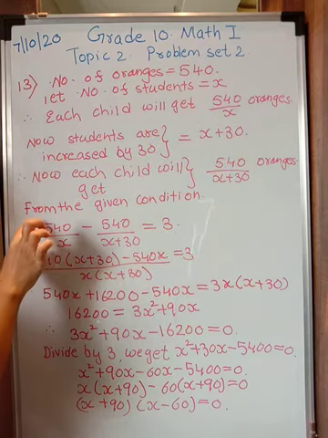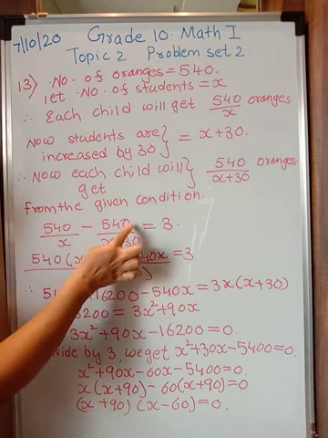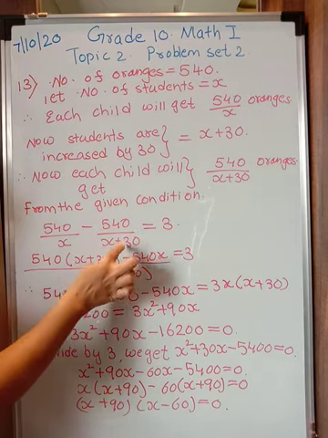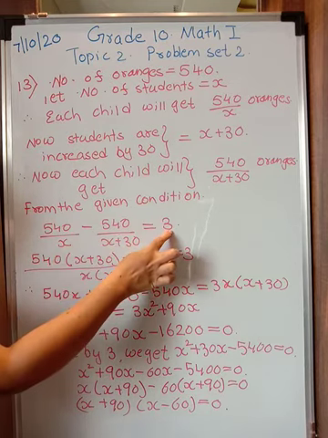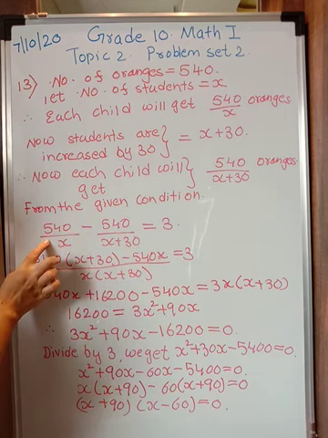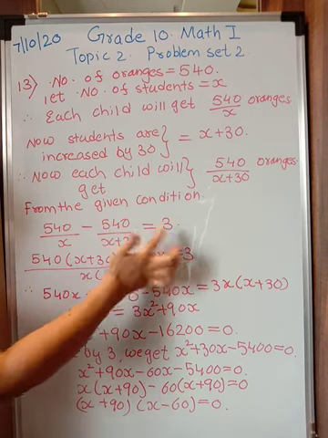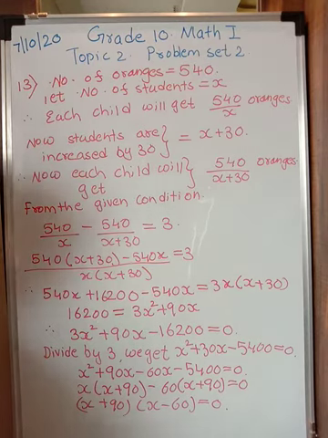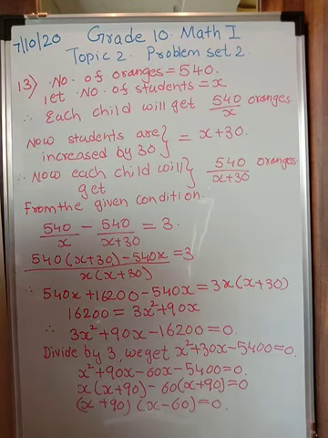So 540 upon x is the number of oranges got initially, minus 540 upon x plus 30. This is the number of oranges which the child got after 30 were increased. And this difference is going to be 3. Why your minus sign? Because obviously initially the child is going to get more oranges. Because as the students increase, they will get fewer oranges. So if you read the question carefully, you will come to know why we have written 3 as a difference. It says that if there would have been 30 students more, each would have received 3 oranges less.